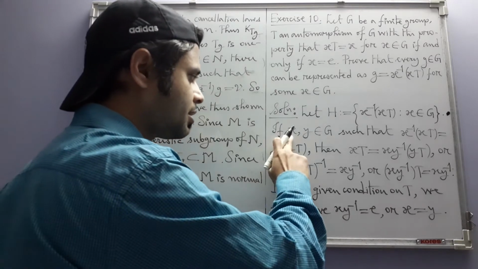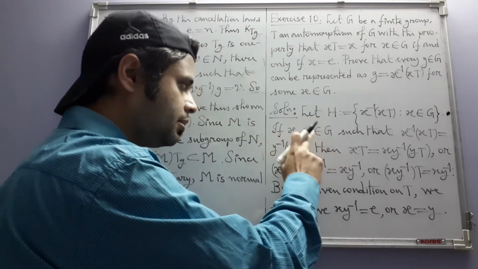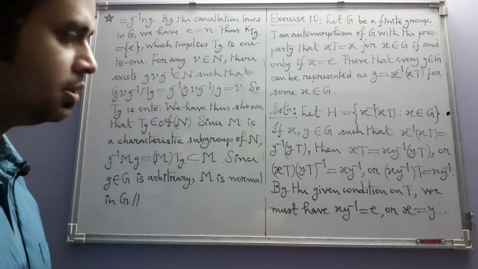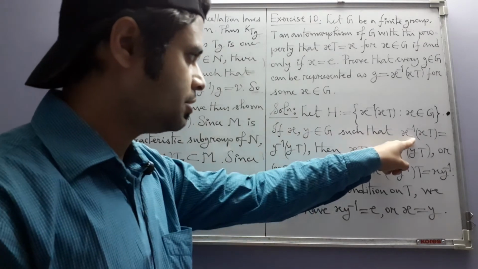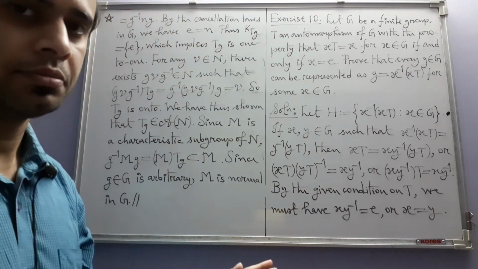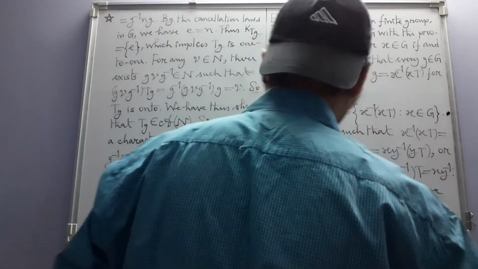Equivalently, if x and y are distinctly chosen from the group G, then this one and this one must be different. That is our conclusion.